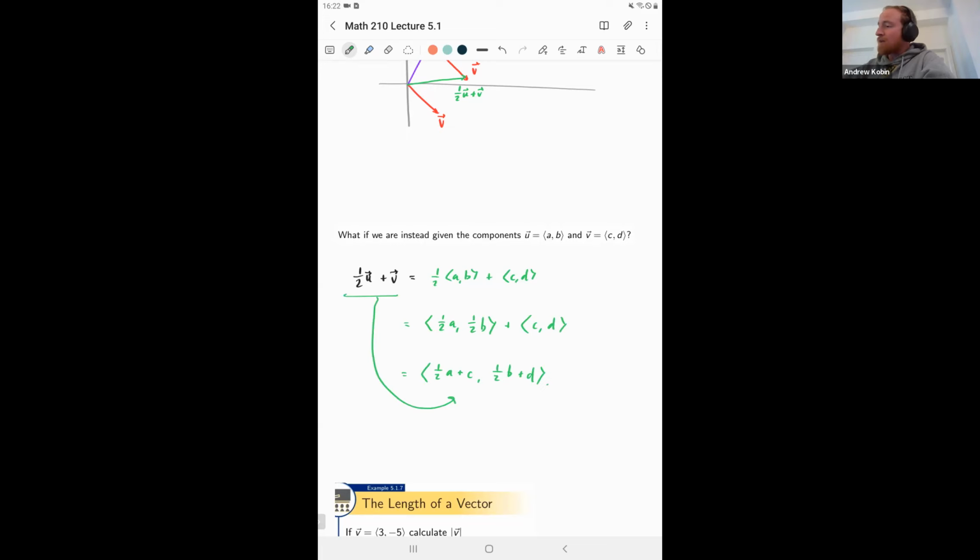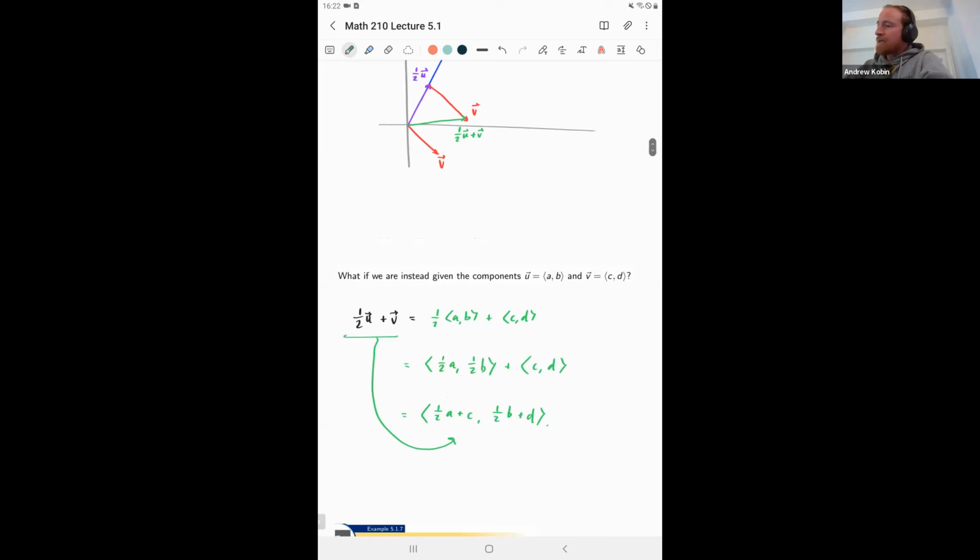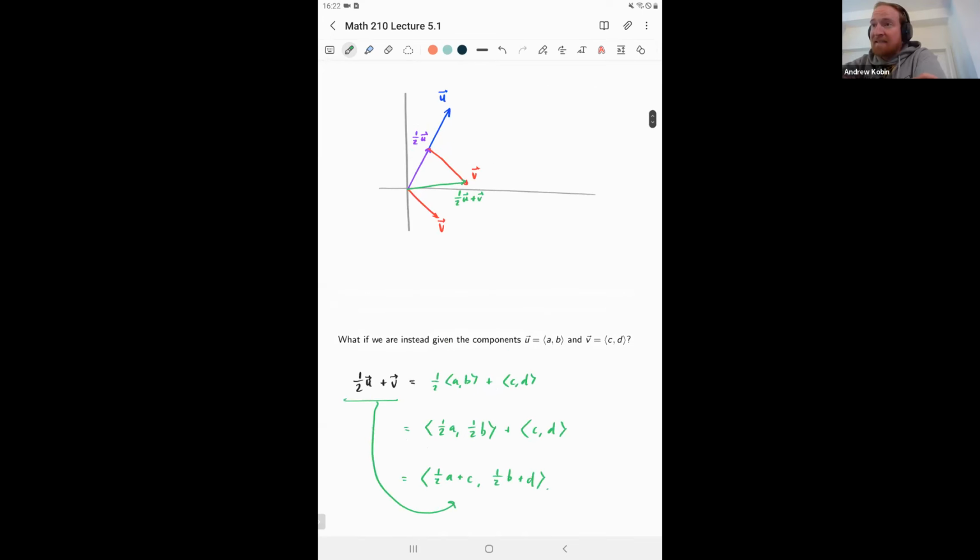And actually at this point, I want you to think about what would happen if we added first and scaled. We added u and v first and then scaled by 1/2. Would you get the same vector or would you get a different vector? You can think about this now geometrically in terms of the picture. First add the blue vector and the red vector and then scale by 1/2. And you can also think about it algebraically in terms of the coordinates and see what the answer is.